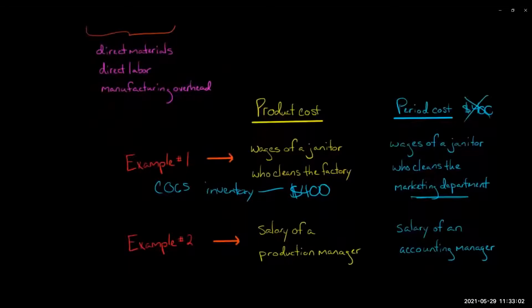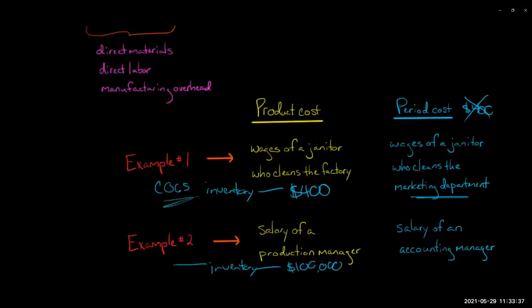Okay, another example would be if we have at Tesla a production manager, and let's say that they're getting paid $100,000 a year. So that salary is going to be a product cost. This is a product cost because they are the production manager. They're in charge of overseeing production. This obviously has to do with manufacturing. So this cost is going to end up in inventory. It's going to get attached to the products. That's why product costs are also called inventoriable costs. And then eventually when the product is sold, it's going to go to cost of goods sold.